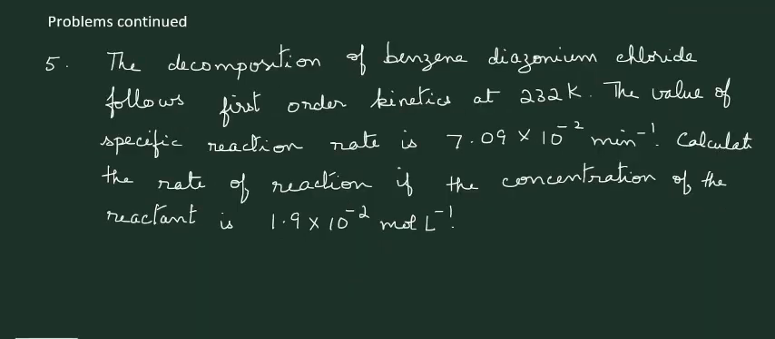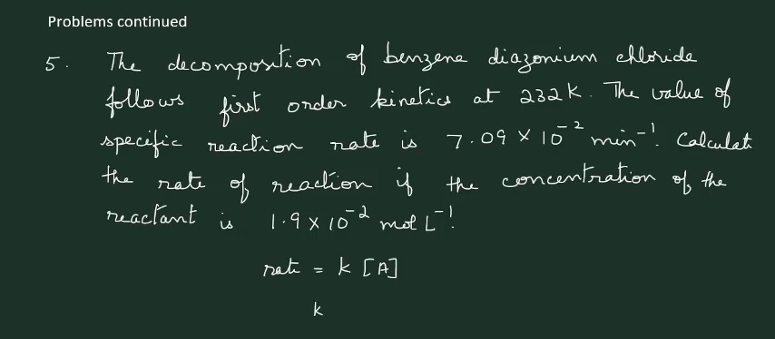The decomposition of benzene diazonium chloride follows first order kinetics at 232 Kelvin. The value of specific reaction rate is 7.09 into 10 raised to minus 2 minute raised to minus 1. Calculate the rate of reaction if the concentration of reactant is 1.9 into 10 raised to minus 2 moles per liter. Here the specific reaction rate is nothing but the rate constant. So for a first order reaction, we know rate is equal to K into concentration of the reactant A. Here the reactant is benzene diazonium chloride.